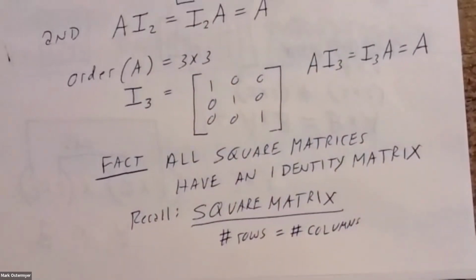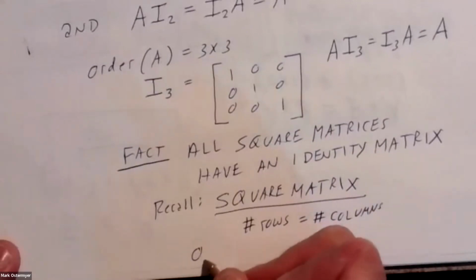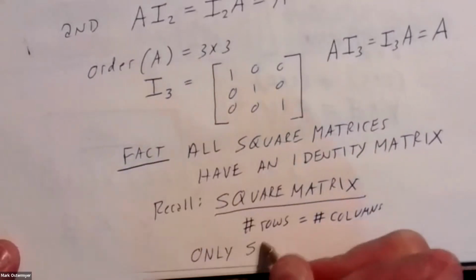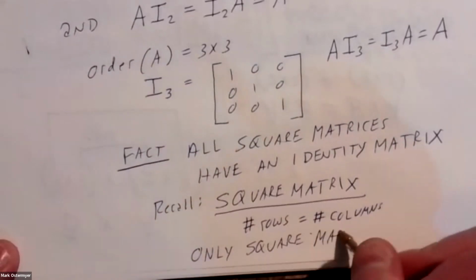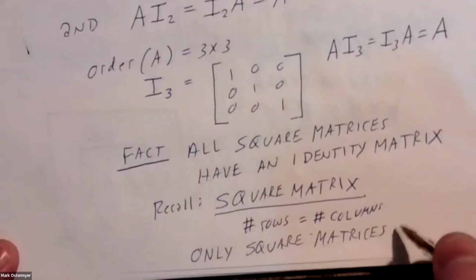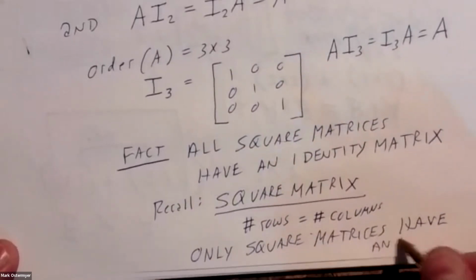All square matrices have an identity matrix, ladies and gentlemen. But, and I'll go on with this fact here, it's true that only square matrices have an identity matrix.